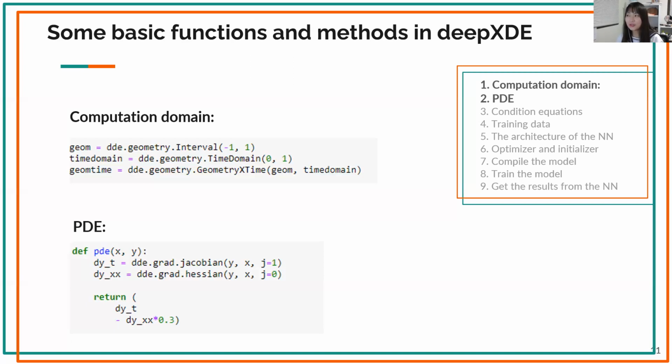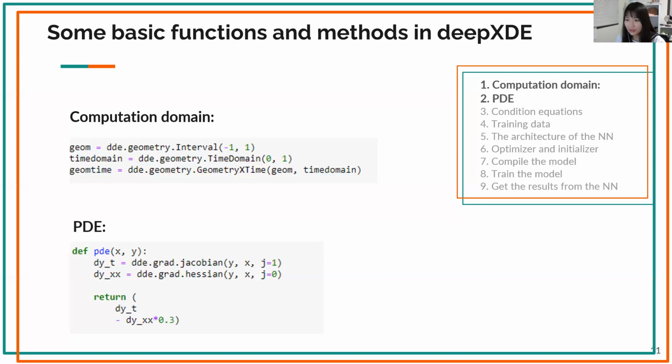After we define the computational domain, we can define our PDE. We can use any method to define it, just make it TensorFlow readable, or we can also use some functions from the DeepXDE package. Here I use the Jacobian and Hessian functions. So I just define the PDE and return dy_t minus the second derivative term. The y here is the output of the model. The x here is the input of the model.